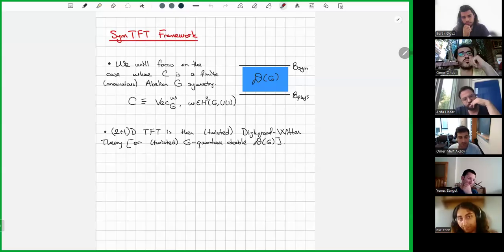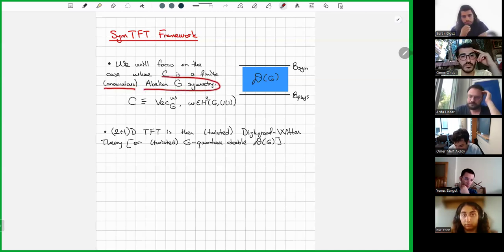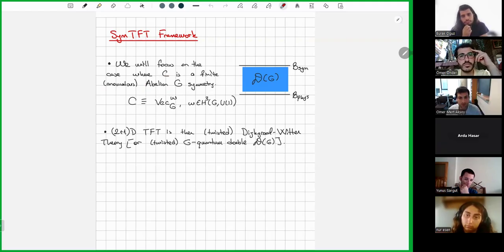Okay, now we will focus on actually the simplest case, where C is a finite, potentially anomalous abelian G symmetry. So in that case, this fusion category is what's called Vec_G^ω. It is the G-graded category of vector spaces with a subscript omega. Omega here signifies the anomaly, which takes values in the third cohomology group. So it's just a way of writing the most general abelian finite G symmetry with potential anomaly.